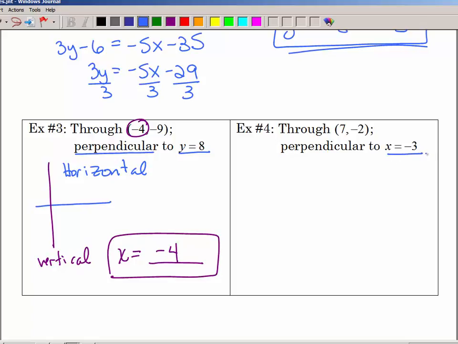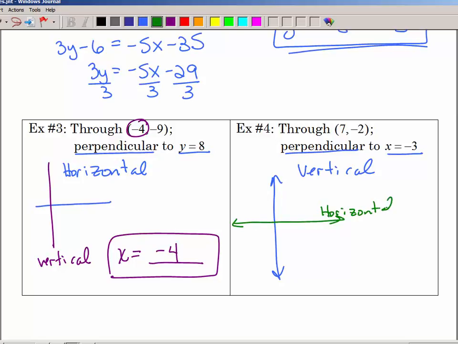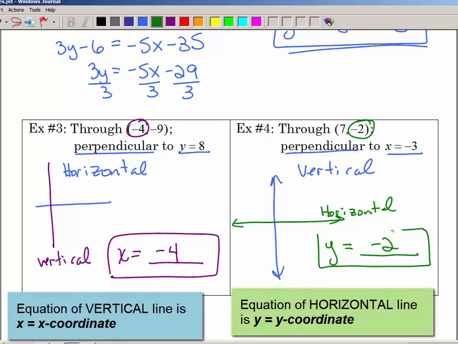So here you're given x equals negative 3, which is a vertical line. And if you want something perpendicular to a vertical line, that would be horizontal. And that horizontal equation is y equals the y coordinate. So again, easy, but you need that memorization.